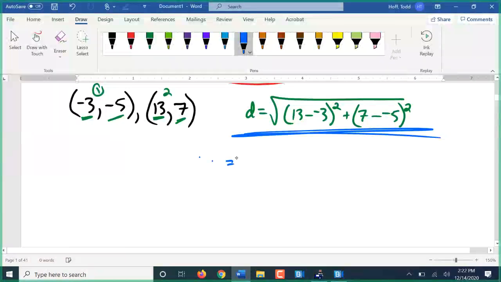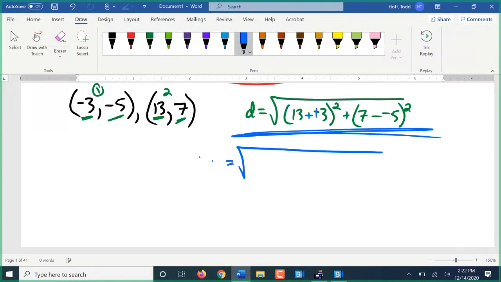Or we can just work through it. 13 minus a negative 3 is 13 plus 3, which is 16 squared. Plus 7 minus a negative 5 is 7 plus 5, which is 12 squared.